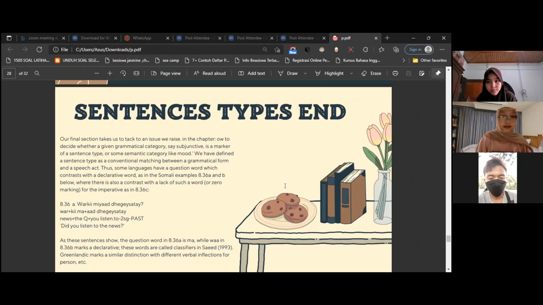As we can see from these sentences, the question word in 8.36A is "ma," while "wa" in 8.36B marks a declarative. These words are called classifiers in Somali, and Greenlandic marks a similar distinction with a different verbal inflection for person, and so on. Okay, I think that's all for our materials today.